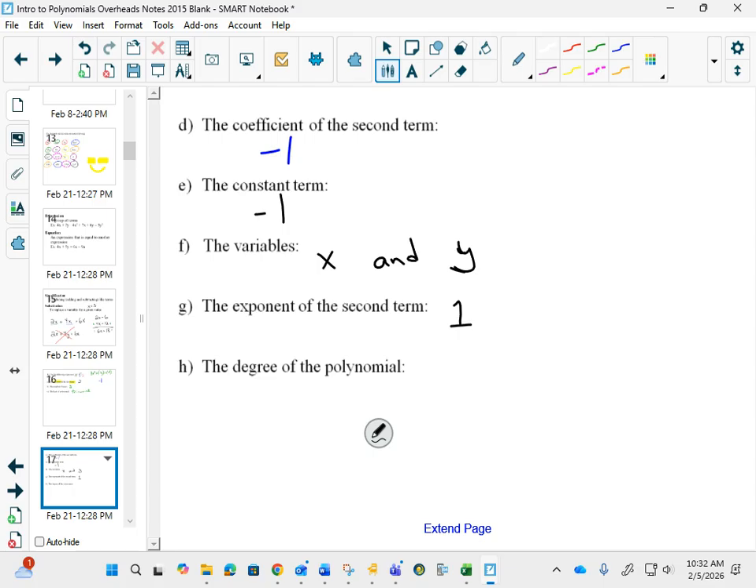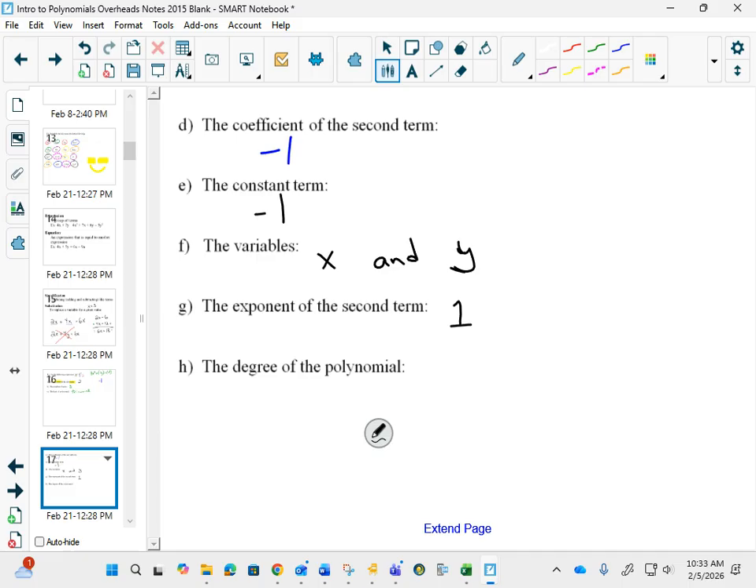What is the degree of the whole polynomial? You got to pick the next volunteer. I'll pick Savannah. Oh, you weren't here yesterday. So you have no idea what degree is yet, but you're going to watch the video and get caught up. So we go back to our definitions.